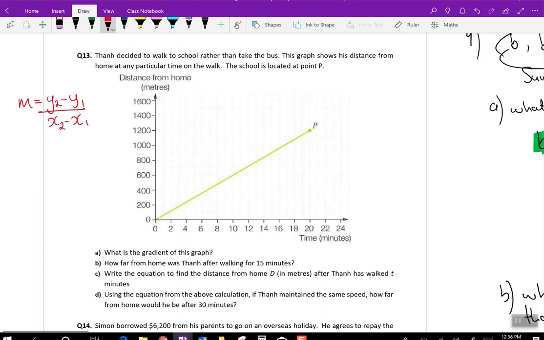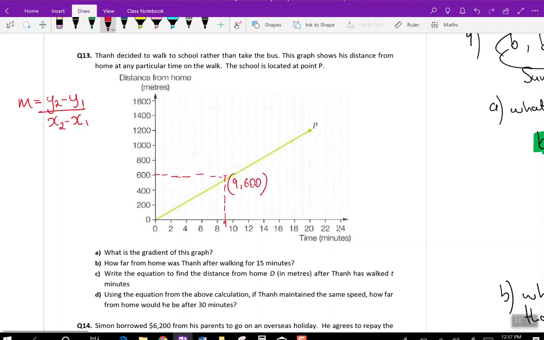Okay, so I need to find two y points and two x points. So I look for a simple one which lines up. You could pick anything. Let's say I picked 600, it drops down here at 9. So that's 9, that's 600. So you know your x point is 9 and your y point is 600.